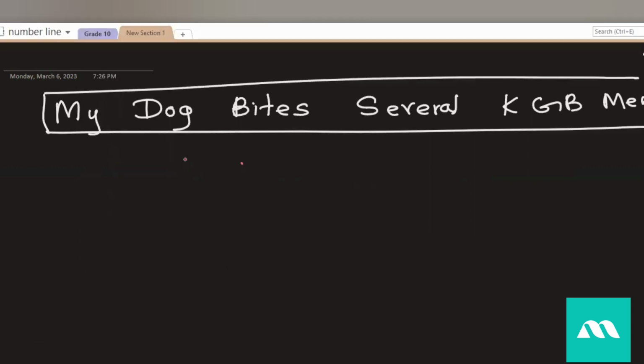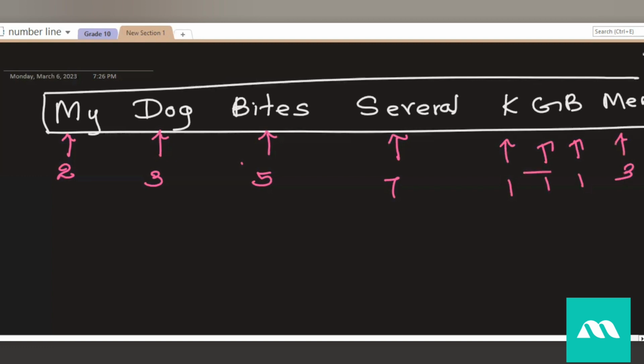Okay. My. In the word my, there are two letters. Dog, there are three letters. Bites, there are five letters. Several, there are one, two, three, four, five, six, seven letters. Here there are only one letters, K, G, B. Then you can write just one, one, one. Here there are three letters. Then here 11.